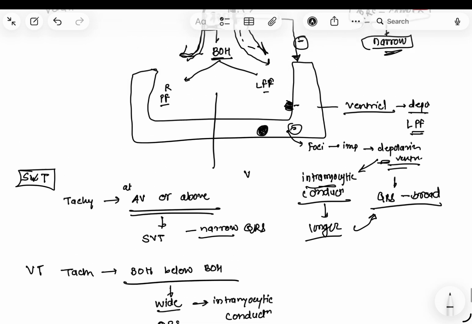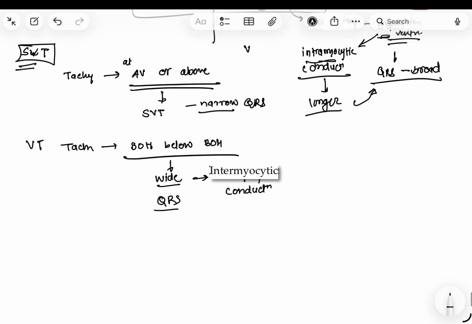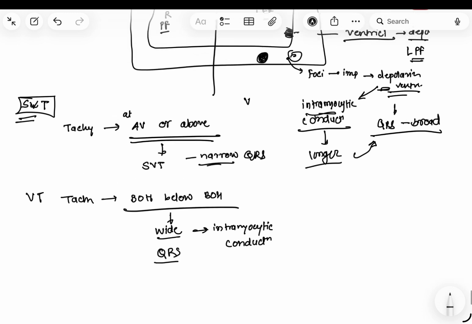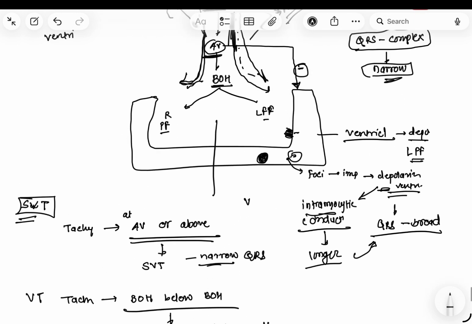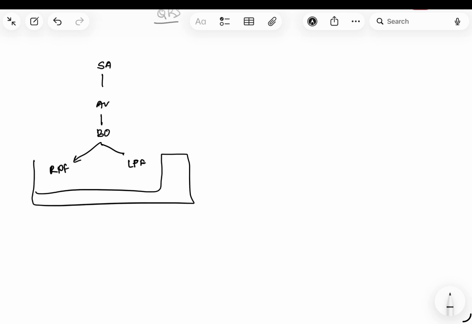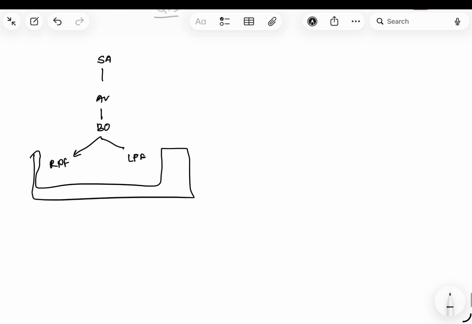One more thing: do you think every supraventricular tachycardia will have a narrow QRS complex? No, not every supraventricular tachycardia will have a narrow QRS complex. Why? Because there are some conditions in which there is a bypass of ventricular depolarization. Suppose this is your SA node, AV node, bundle of His, right Purkinje fiber, left Purkinje fiber, and this is your ventricles.